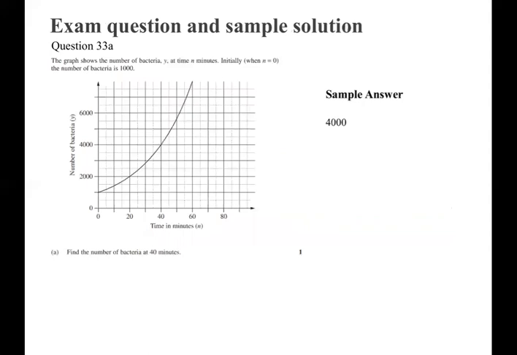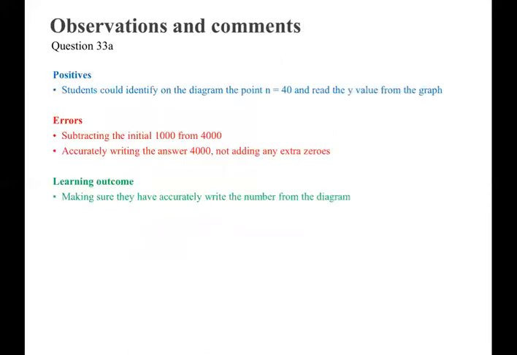Okay, so question 33. 33A was done absolutely fantastic. Our kids were just reading from the graph. They were looking up where N is 40, finding the number of bacteria of 4,000. They did really well at doing that. Most kids could get this one out. They didn't have to look at the scale. It was reading directly from the graph. So it was a really nice way to start this question.